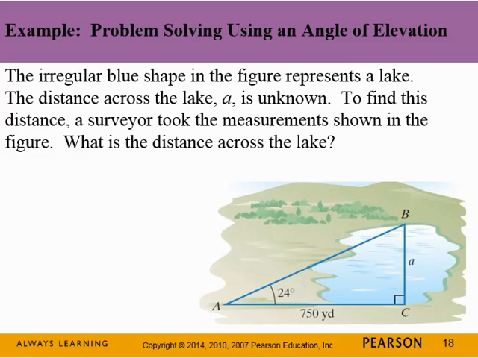So the irregular blue shape in the figure represents a lake. The distance across the lake, A, is unknown. To find this distance, a surveyor took measurements shown in the figure. What is the distance across the lake?